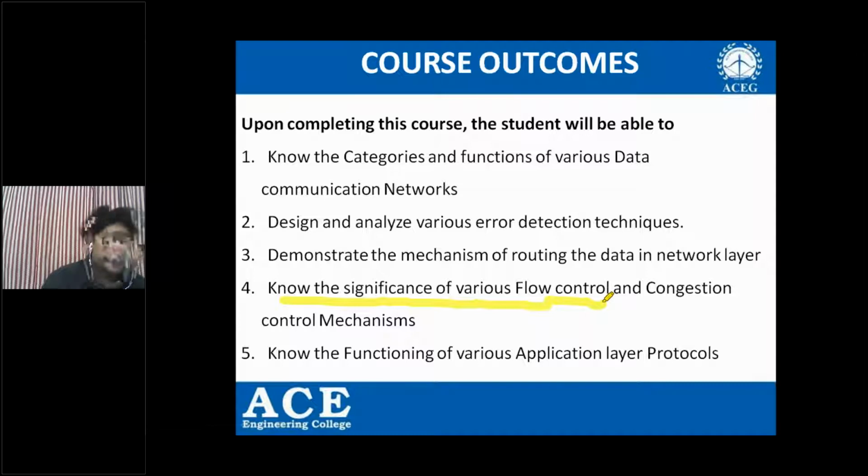And last but not the least, they will be able to understand the different protocols which are responsible for the functioning of various applications, right?